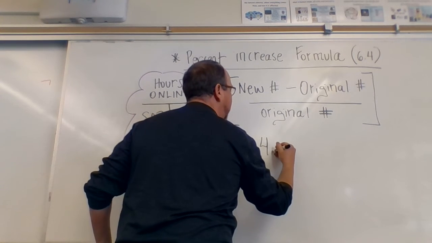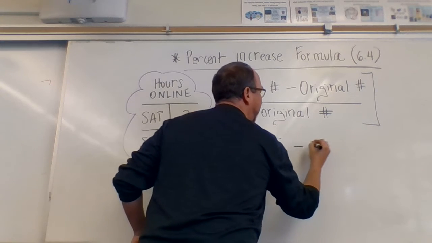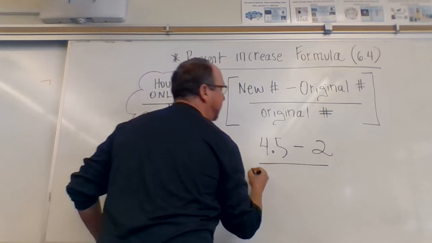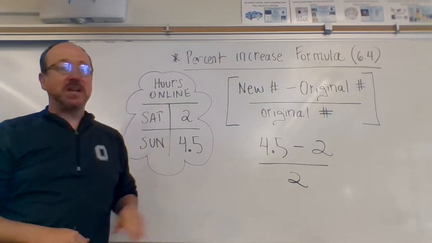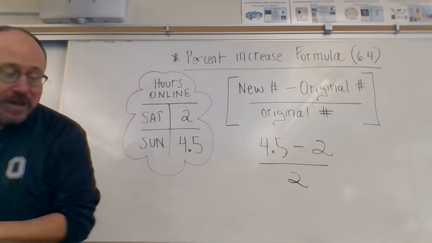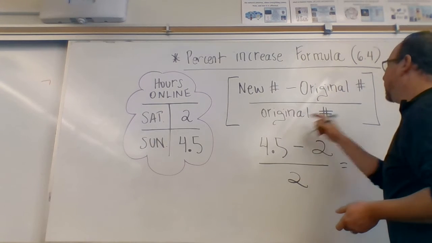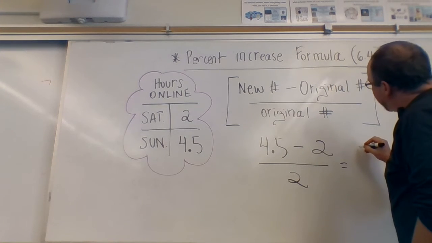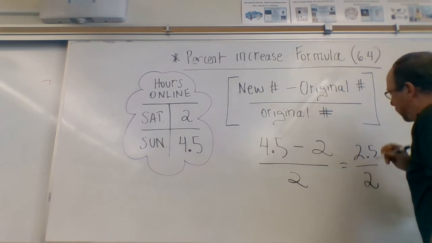So the new value, 4.5, take away the original value, 2 hours on Saturday, divide by the original value, 2. So there's our percent formula. That's what you're going to want to have in your journal. And then we do some math here. 4.5, take away 2, 2.5 over 2.